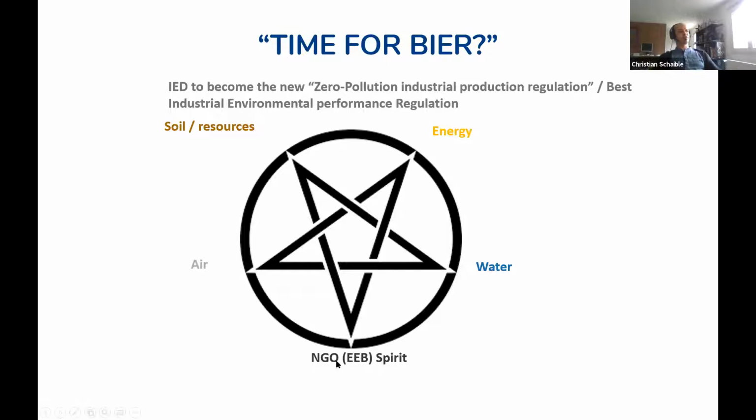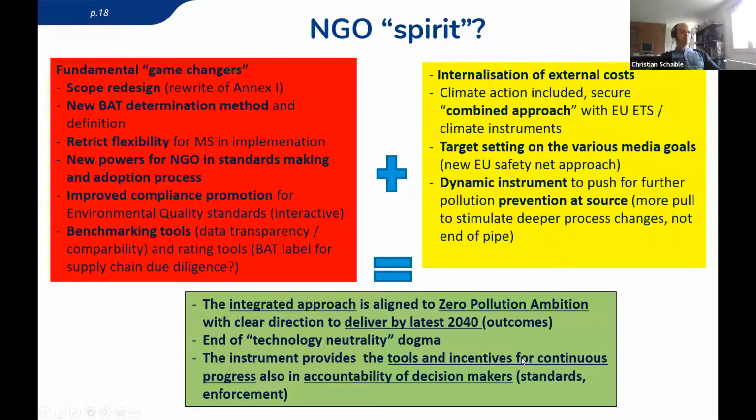But okay, why this pentagram? Because you have the different actives, the integrated approach. So soil, resource consumption, energy, air, and water have to be tackled. And I think what we really need to push there is the NGO spirit. So the NGO spirit has to make its way into all those areas. So what could it be? The NGO spirit.